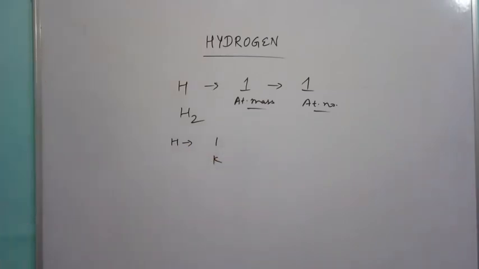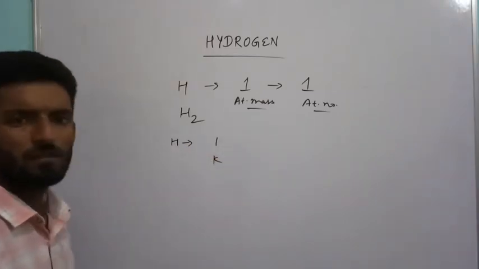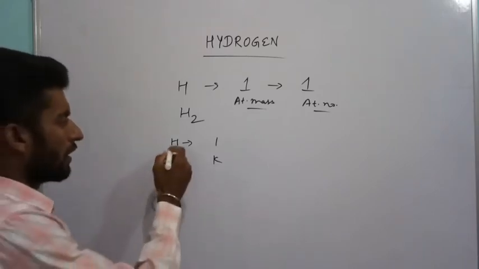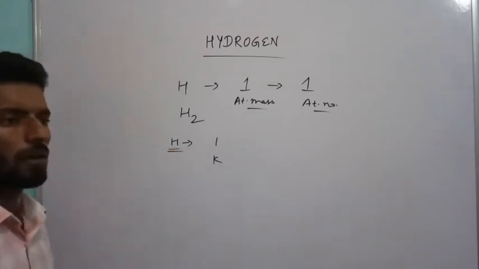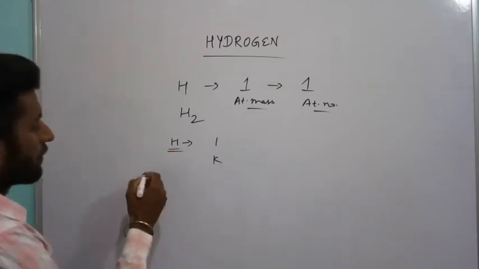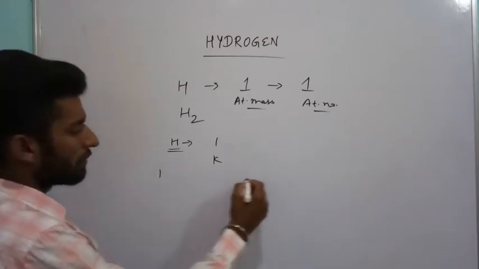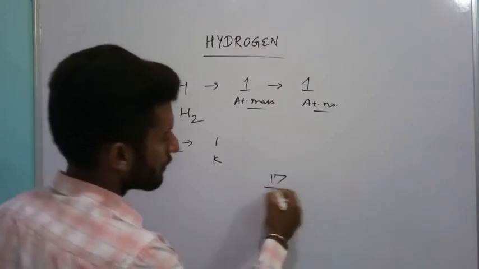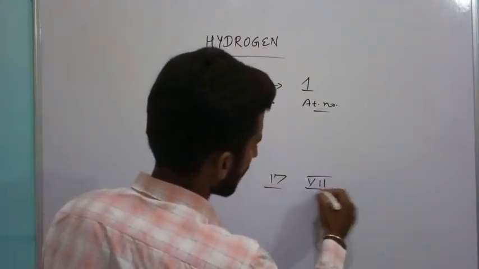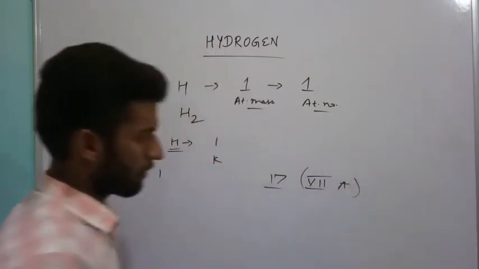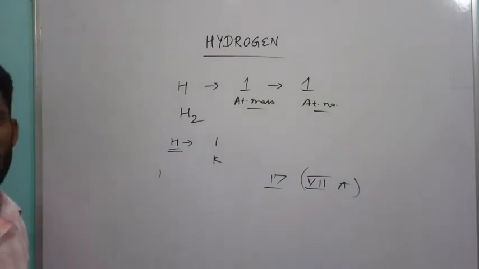Hydrogen has electronic configuration 1, with 1 electron present in the K shell. Hydrogen is a flammable gas, and the element resembles different elements. It resembles the first group elements as well as the 17th group or 7A group elements of the periodic table. Still, the position of hydrogen in the periodic table is not fixed, it is anomalous.